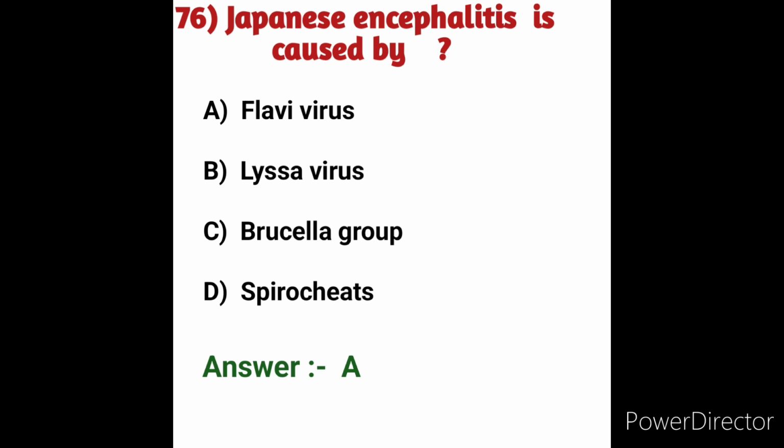The symptoms are headache, high fever, and disorientation. Convulsions and coma are also among the symptoms. Japanese encephalitis is most common in rural and agricultural areas. Option A is the correct answer, flavivirus.